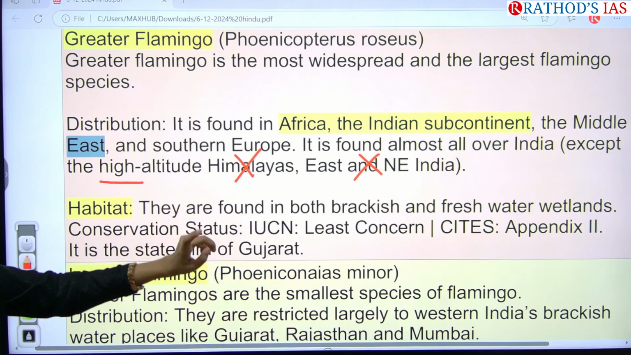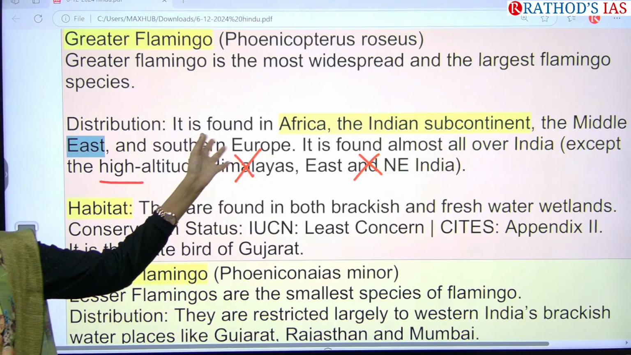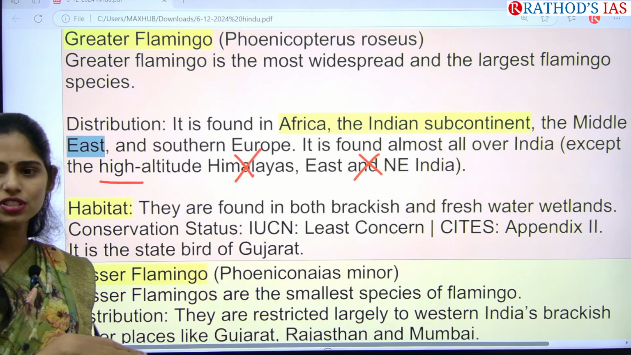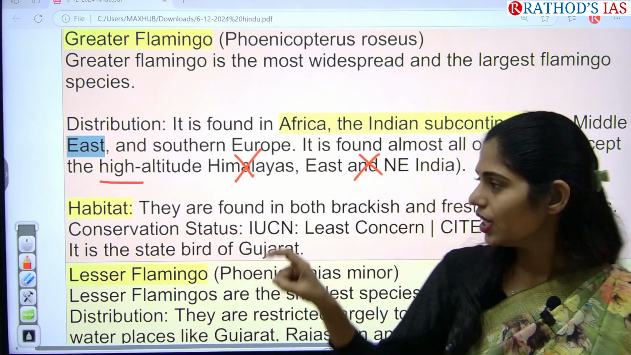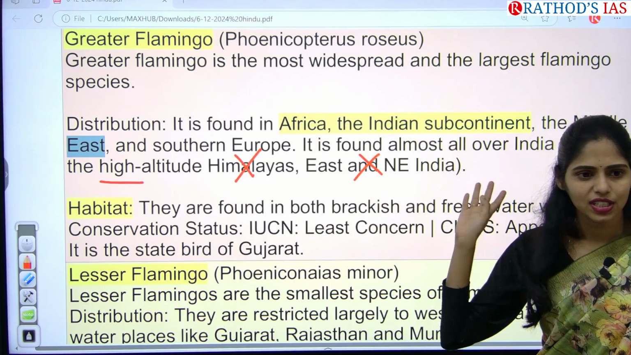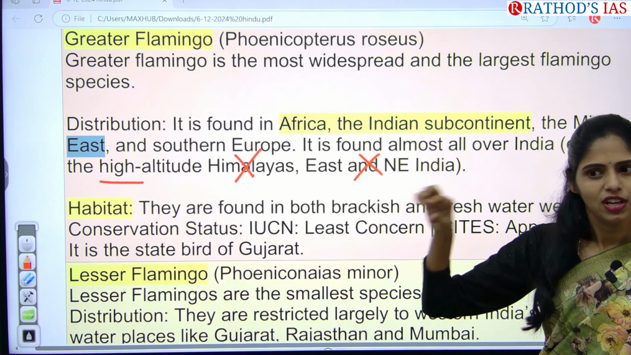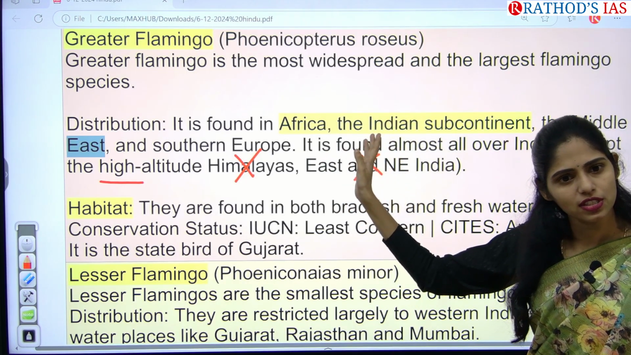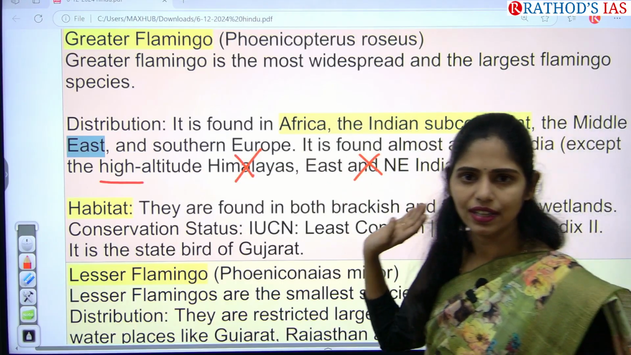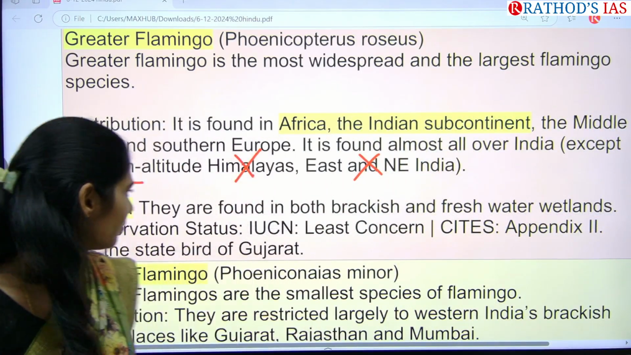So in eastern, northeastern India and the Himalayas, we cannot see this, because as I said, they will not be present in freshwater. In the Himalayan region, east as well as the northeastern region, we have mostly freshwater lakes only. This is the reason why we can't see these flamingos in the Himalayas, east and northeastern India.